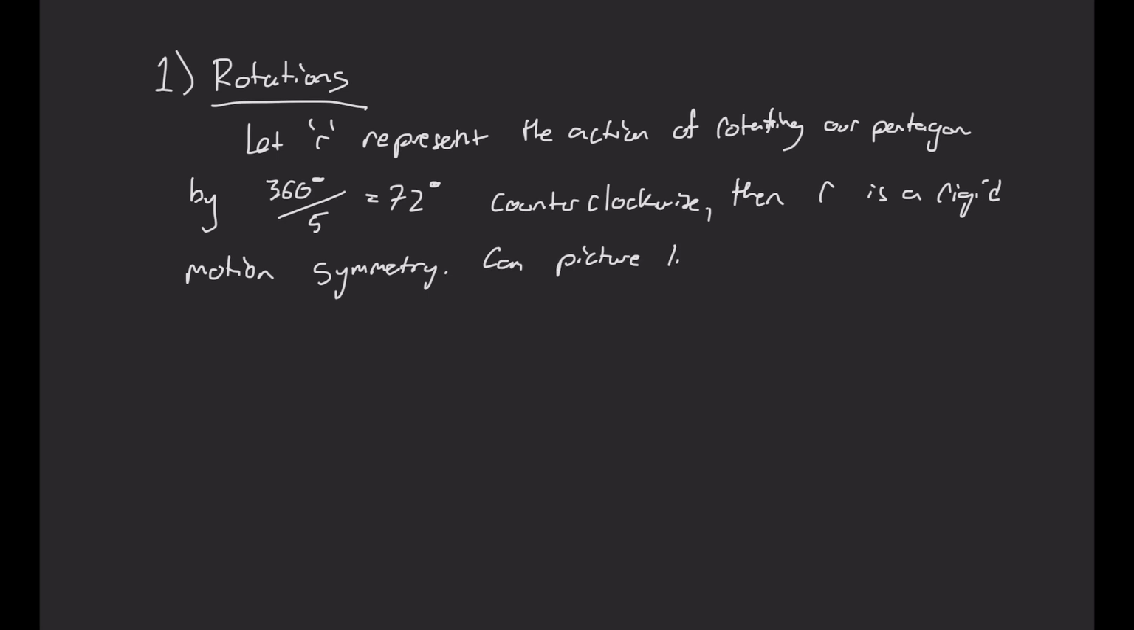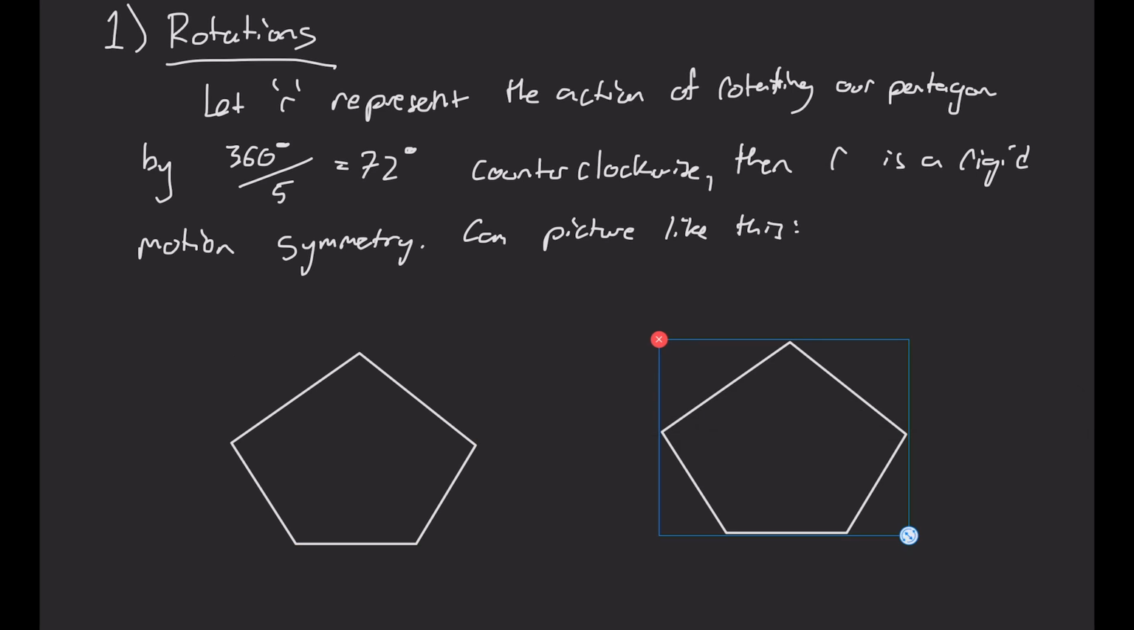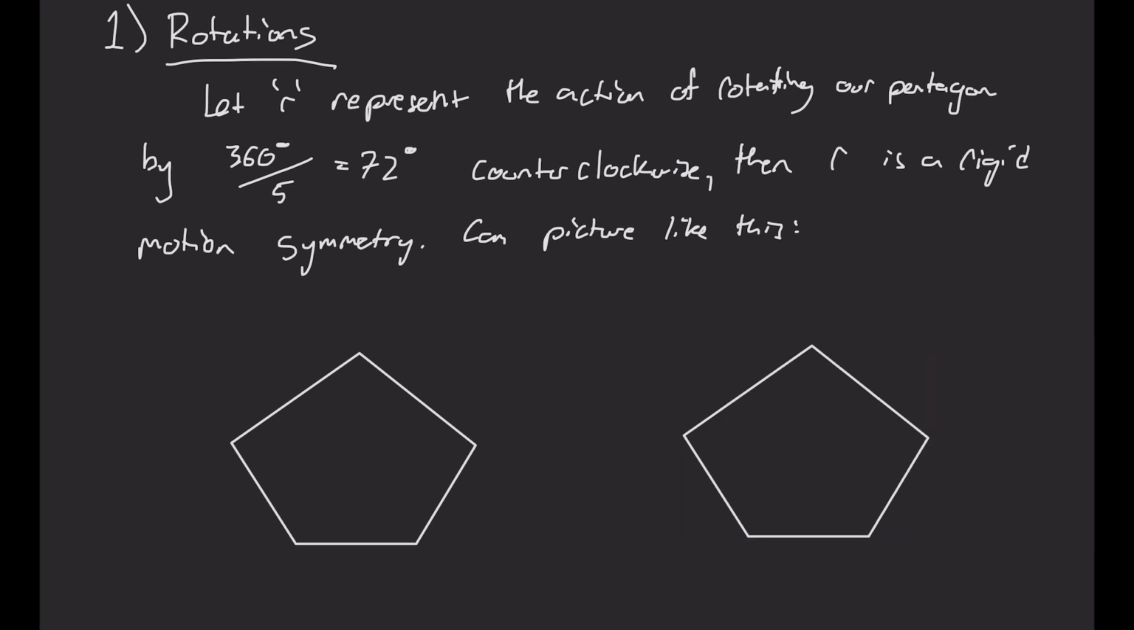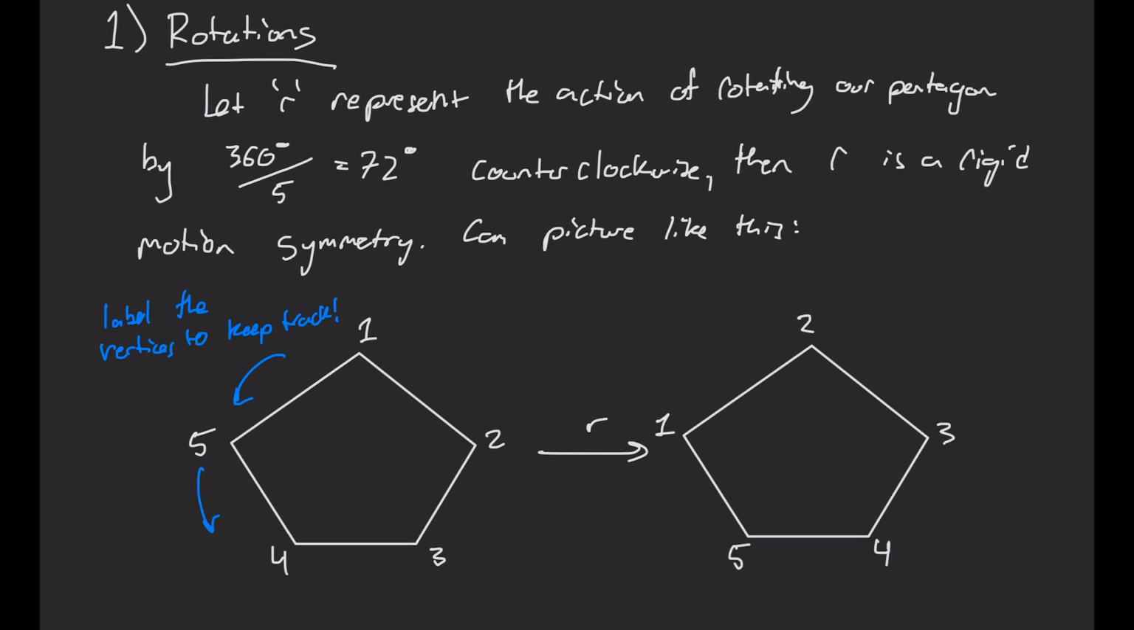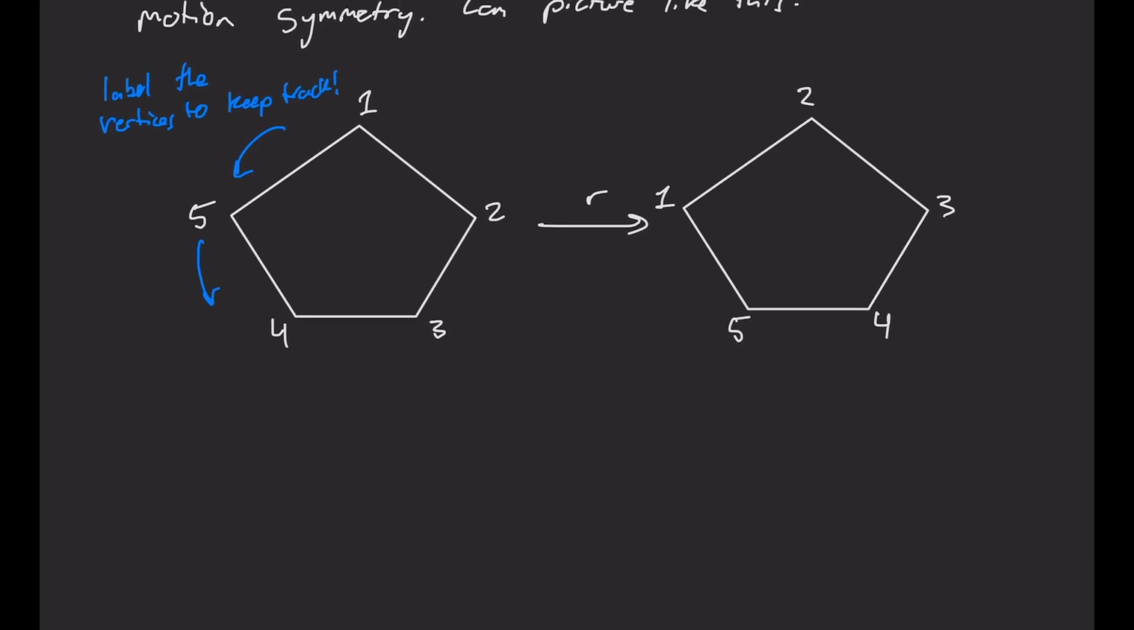So let's picture this by drawing a couple of pentagons. And the first thing I want to do is label the vertices just so that we can see what R is actually doing. So let's label these 1, 2, 3, 4, 5. And then R just rotates the vertices around. 2 is on the top now, it goes 2, 3, 4, 5, and then 1 is on the left. Okay, not too difficult.